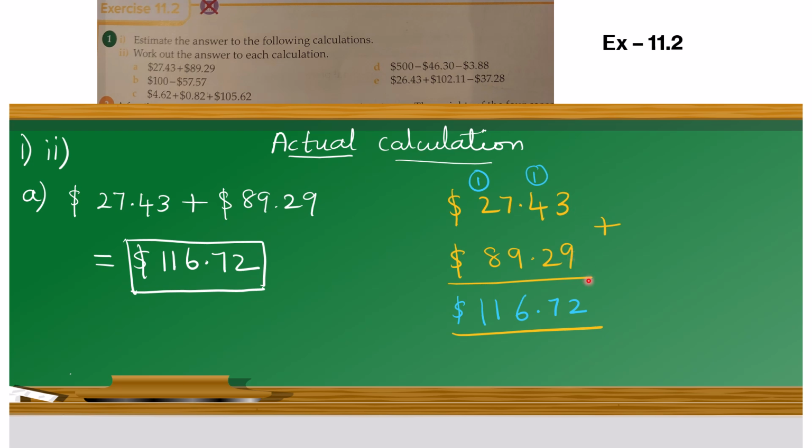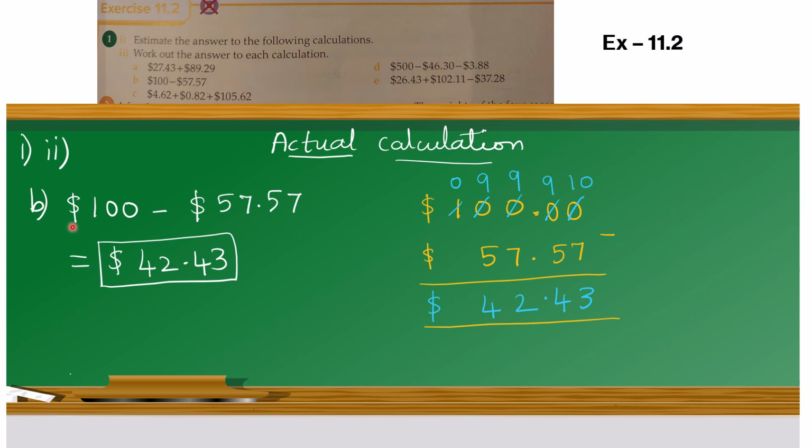3 plus 9, it's 12. So 2, there is 1. So 1 plus 4 is 5, 5 plus 2 is 7. Now the decimal point, then 7 plus 9 is 16. So 6 here, 1 we should write over here. 1 plus 2 is 3, 3 plus 8 is 11. So $116.72. That is our answer.